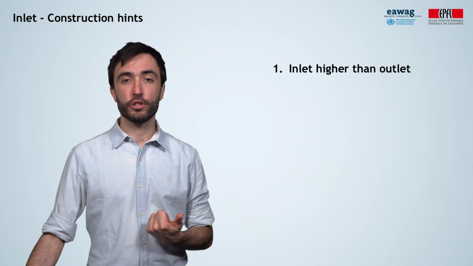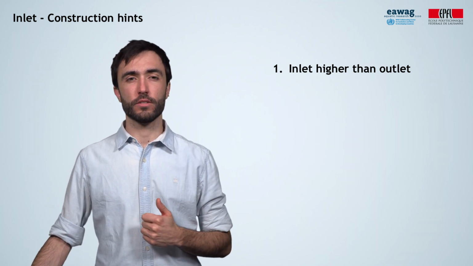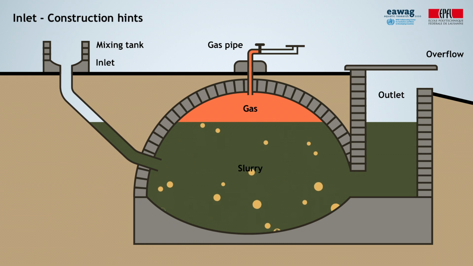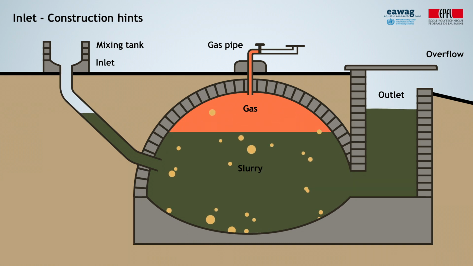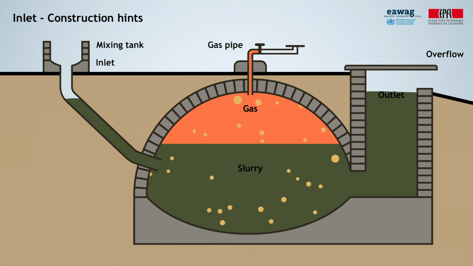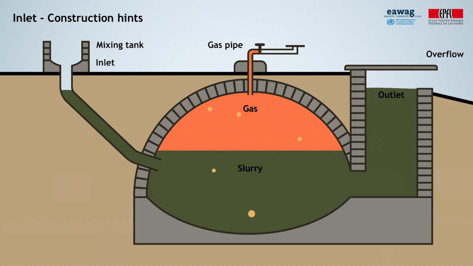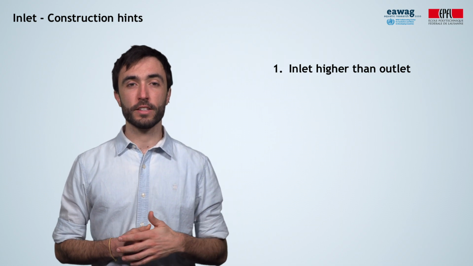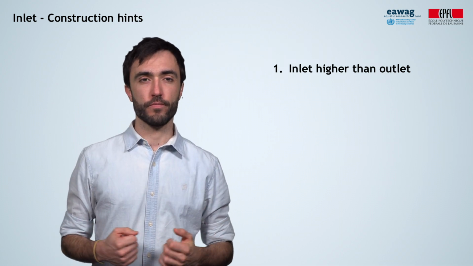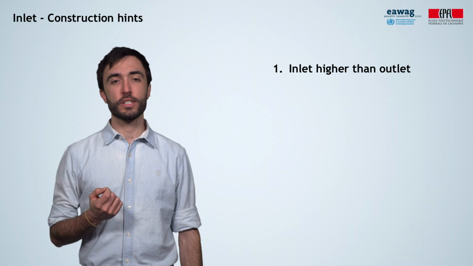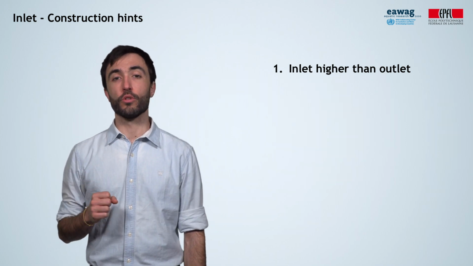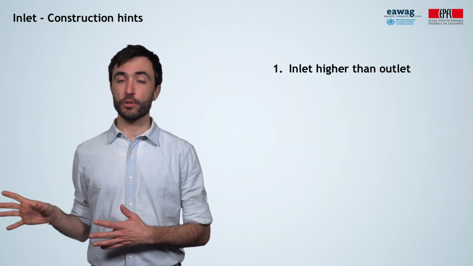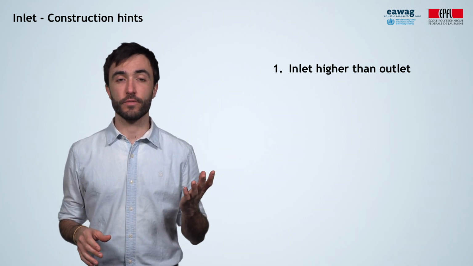First, always make sure the inlet is higher than the outlet. When gas is produced, the slurry is pushed both ways towards the inlet and the outlet. Therefore, it is absolutely crucial that the outlet level is lower than the inlet level to avoid the slurry being pushed out through the inlet. 10 or 15 centimeters of height difference are normally enough. So if this is not the case in your system, you want to look for ways to lower the outlet, or if not possible, to raise the inlet.